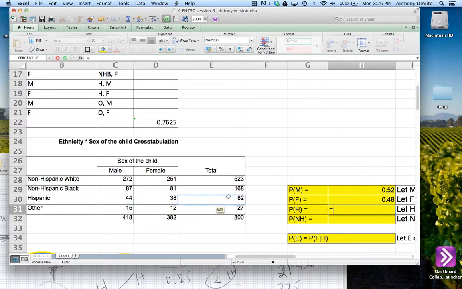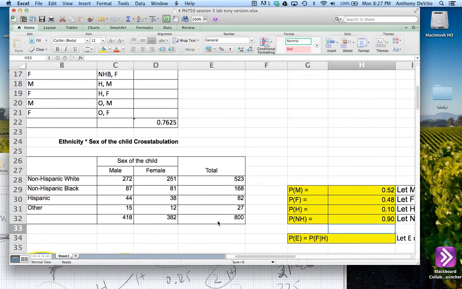The probability of having a Hispanic baby is going to be equal to, let's see, there are 82 Hispanic mothers divided by all the babies, which would be 800. And the probability of having a non-Hispanic mother? Well, all of these three groups are non-Hispanic mothers. So if the probability of having a Hispanic mother is 0.10, the probability of having a non-Hispanic mother is going to be 0.90. I could actually add these three other groups together, the 523, 168, and the 27, put that over 800, and I'll get the same answer as I got there.